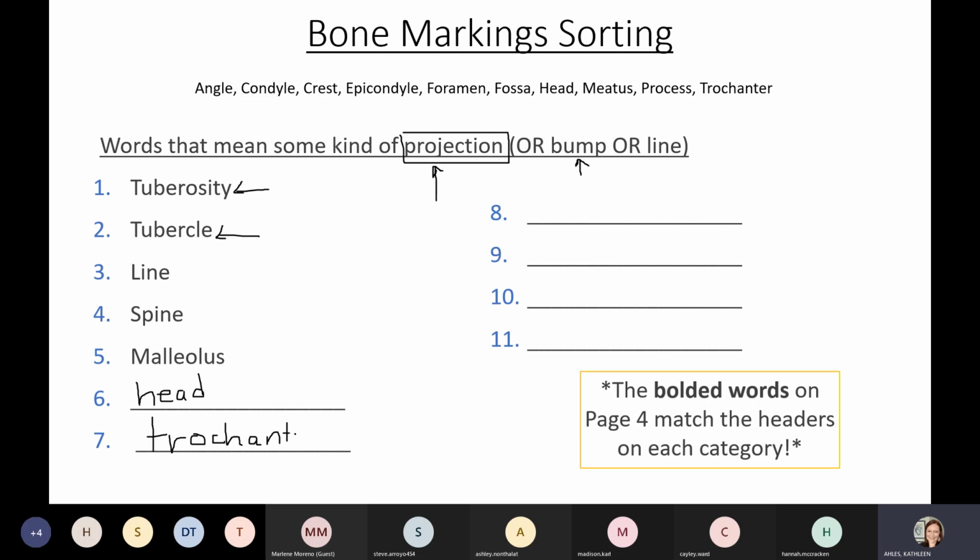And a line, we discovered, was that word crest. Crest. See how we're taking our fancy anatomy words and we're turning them into easy words? We know that all of these mean things that stick up.